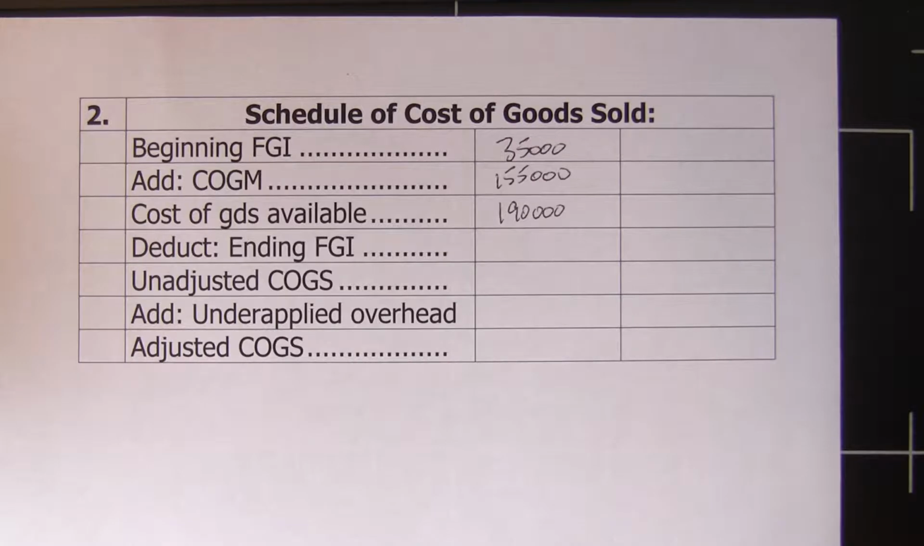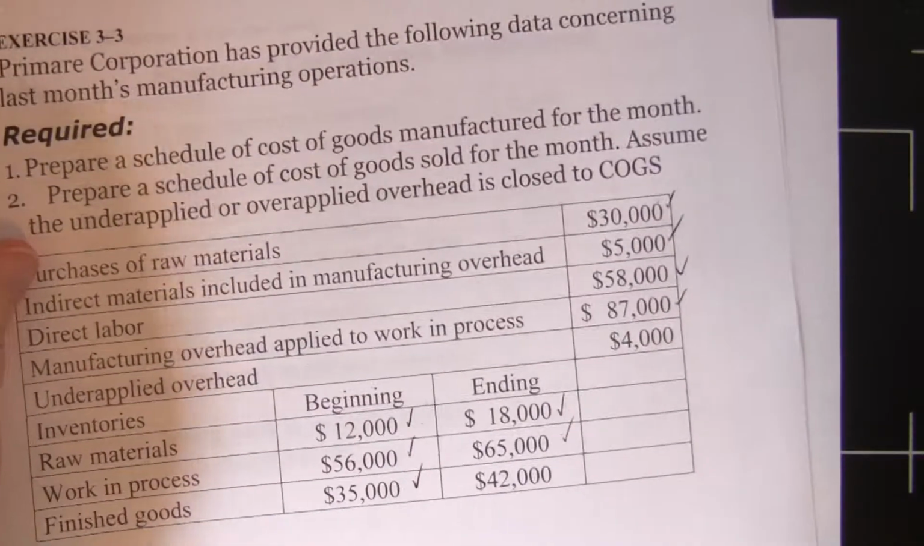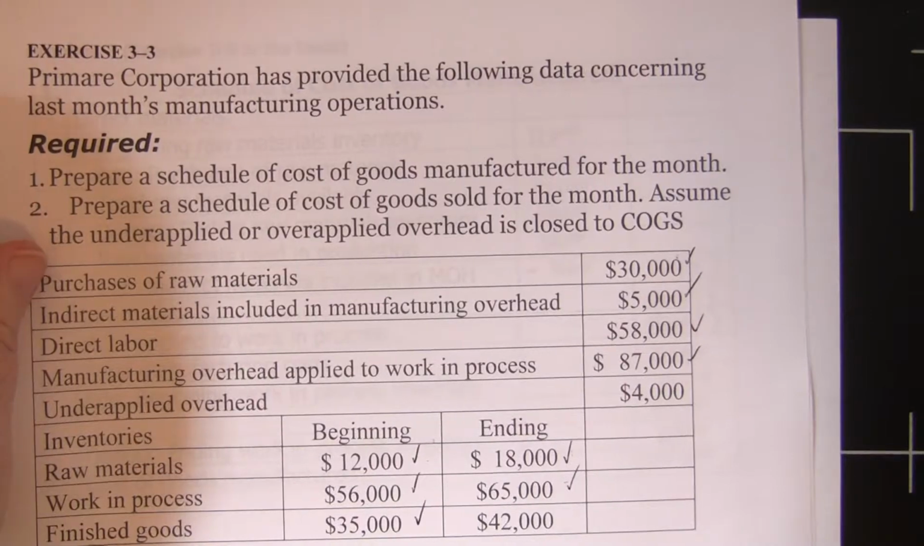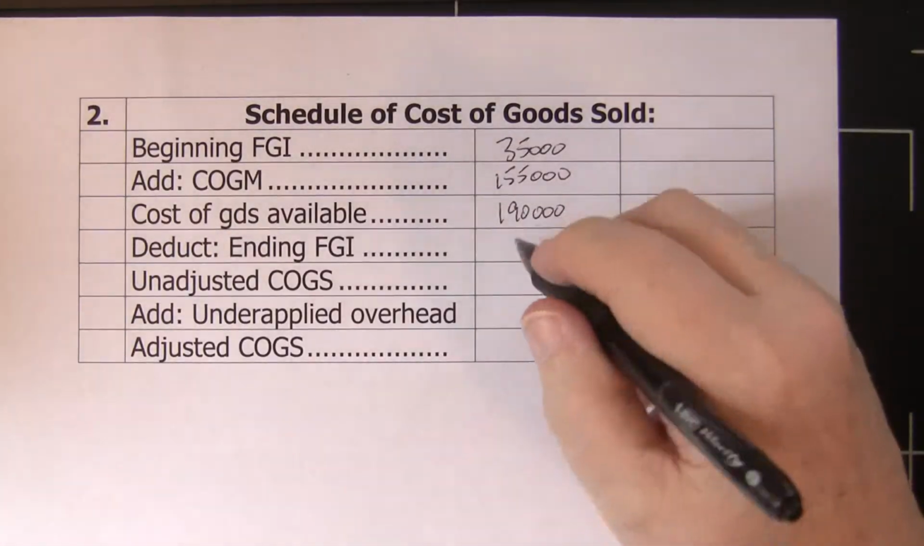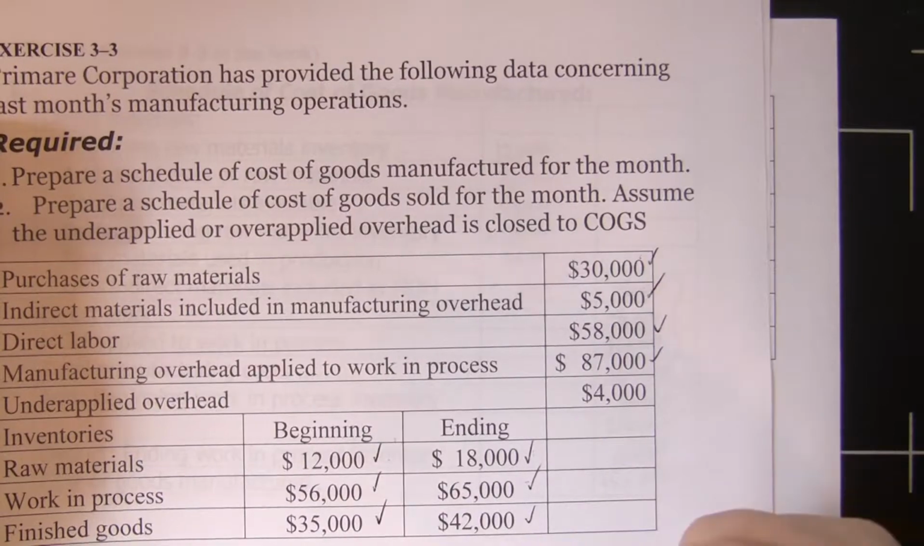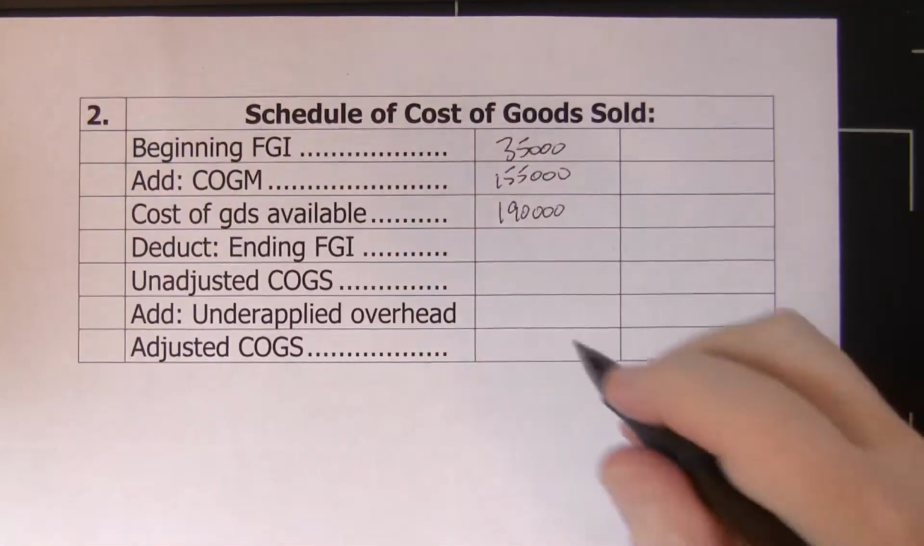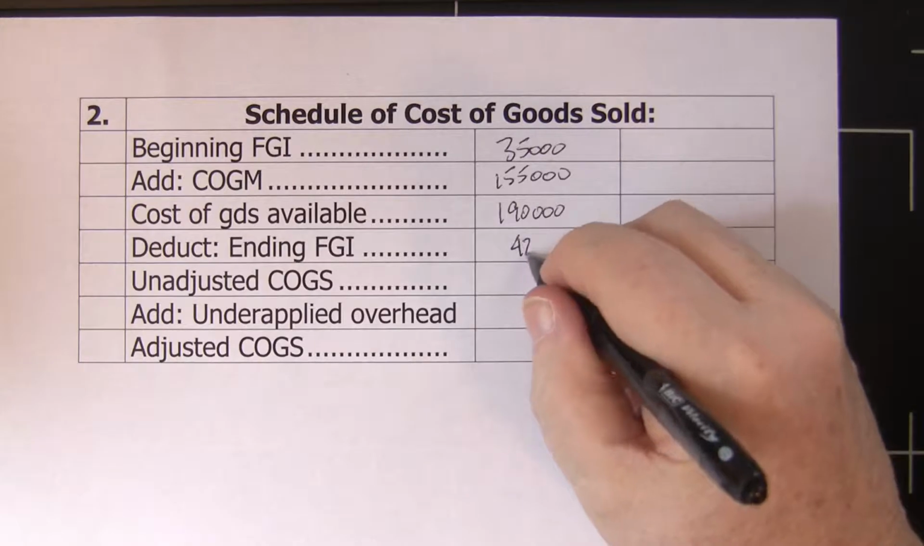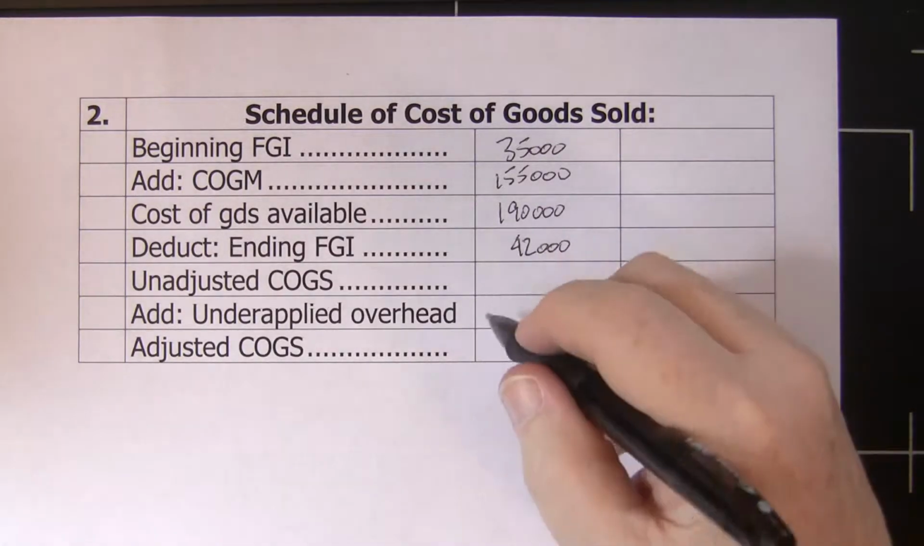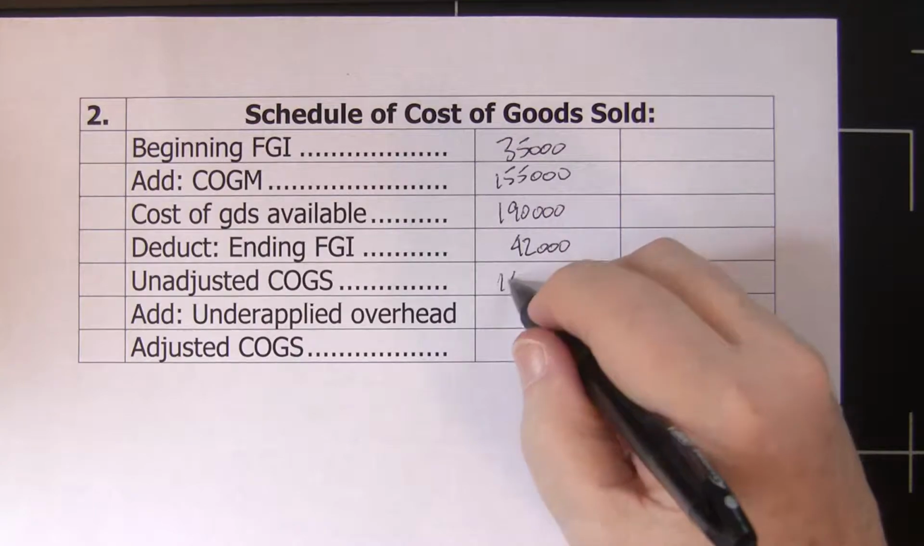This is just like cost of goods sold, except in cost of goods sold we have beginning finished goods plus purchases. Here we're not purchasing, we're making, so we're adding cost of goods manufactured. We're going to deduct our ending finished goods inventory, and our ending finished goods inventory is 42,000. You see where we got that from? Right there, ending finished goods, 42,000. So we deduct that. That gives us 148,000 so far.